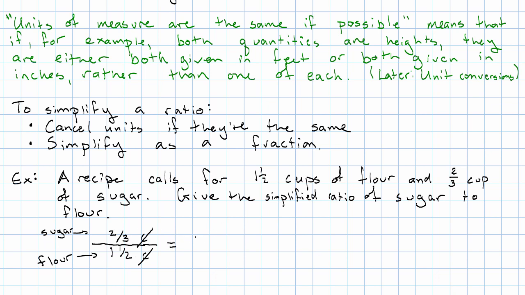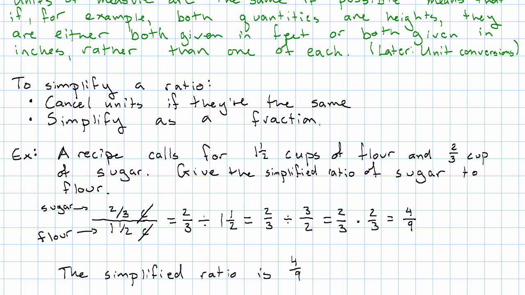And then to simplify this as a fraction, we want to rewrite it as division. You could use a calculator to do this if you like, but if we're going to do this by hand, we've got 2/3 divided by 2 times 1 is 2 plus 1 is 3. Rewriting that as multiplication. That's 4/9. So the simplified ratio is 4/9, or 4 to 9.